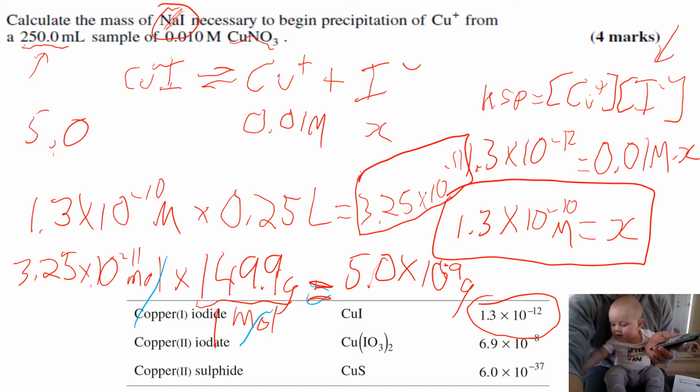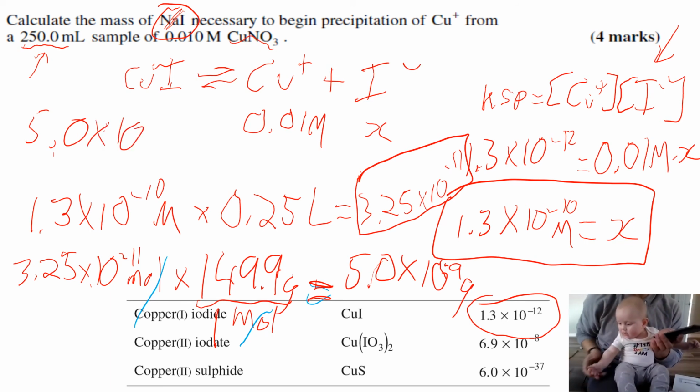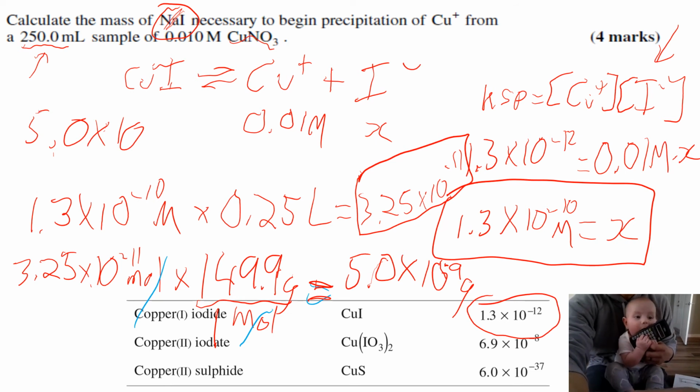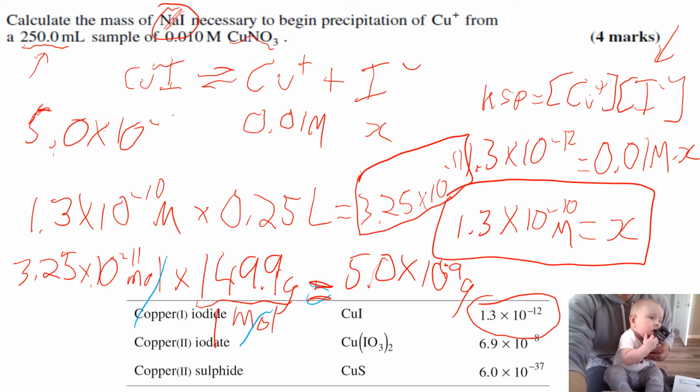5.0 times 10 to the, oh god, gotta grab one. Here, I'm just going to show this calculator to everyone. 5.0. It just tastes like chocolate, guys. It's so good. 5.0 times 10 to the minus 9 grams of NaI. That's the problem right there.